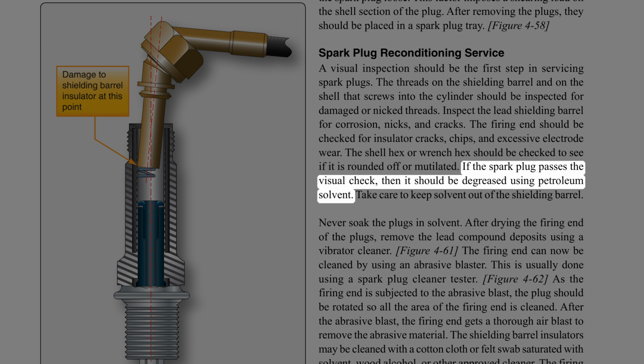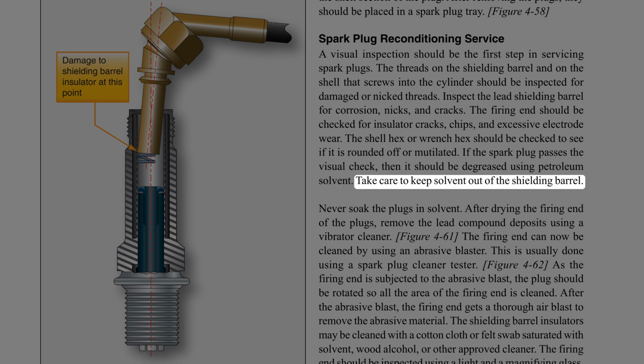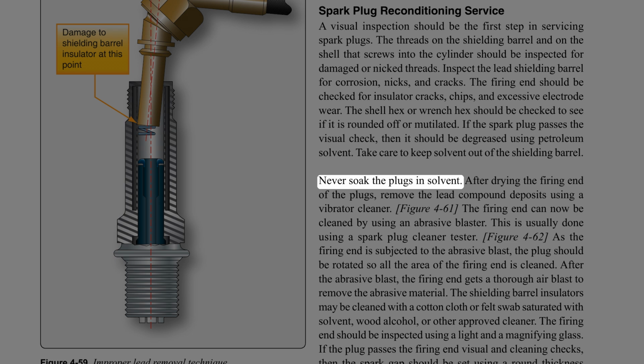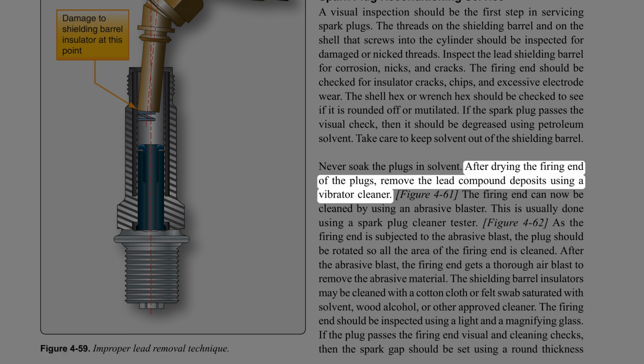If the spark plug passes the visual check, then it should be degreased using petroleum solvent. Take care to keep solvent out of the shielding barrel. Never soak the plugs in solvent. After drying the firing end of the plugs, remove the lead compound deposits using a vibrator cleaner.